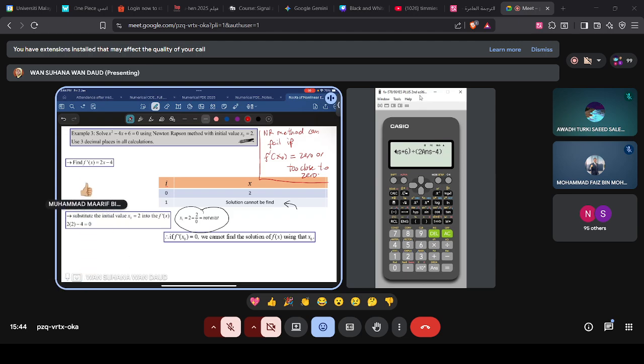Okay, someone asked what is the initial value. The initial value for this question is 2. So you substitute 2 into the f prime, you get equal to 0. Then 2 divided by 0 does not exist, so your calculation will fail. Newton-Raphson will fail in this case because of an unsuitable initial value.